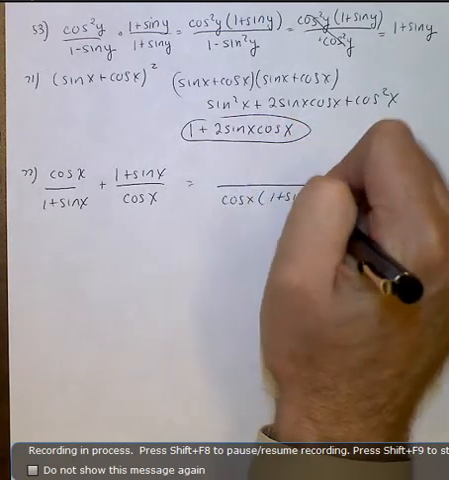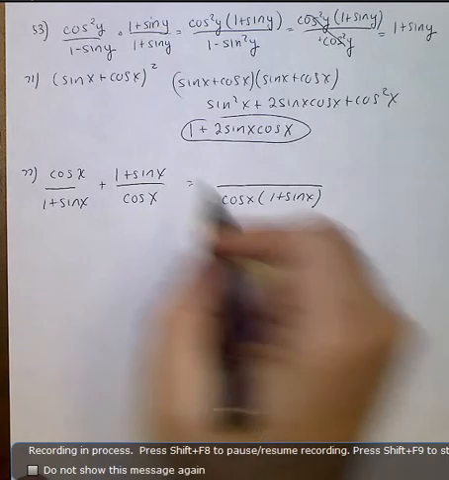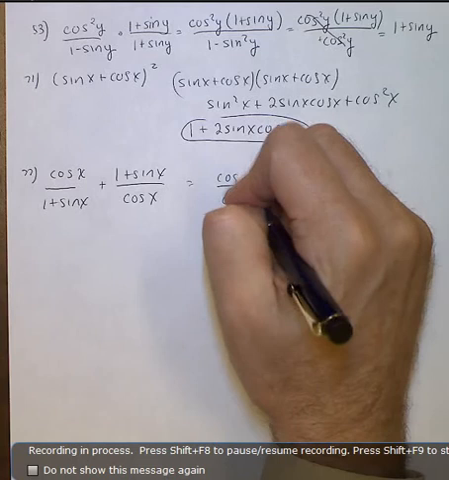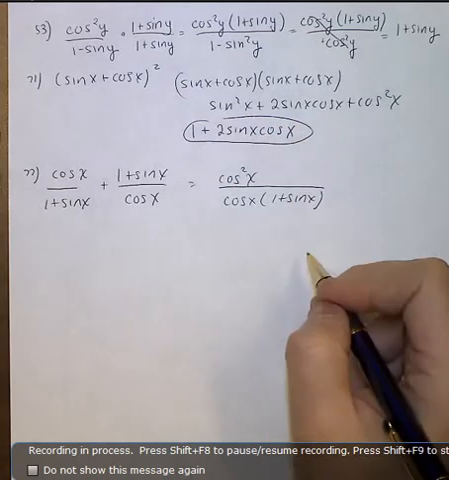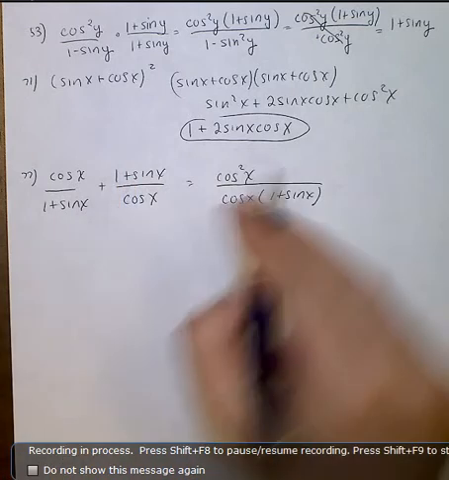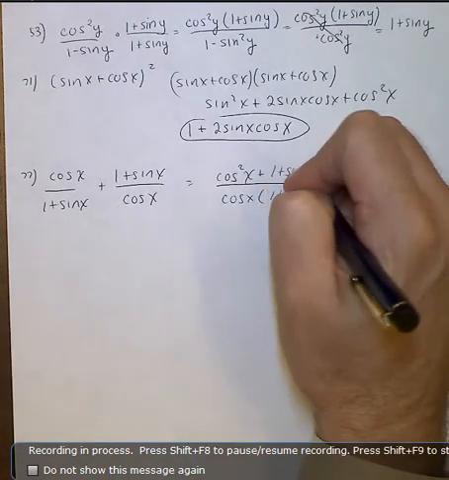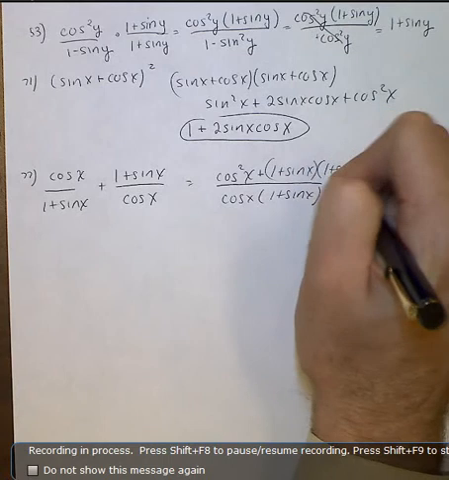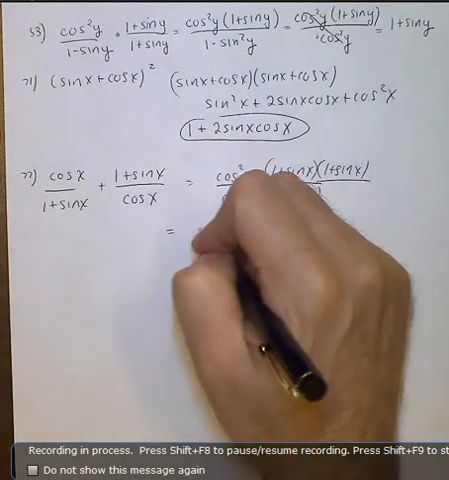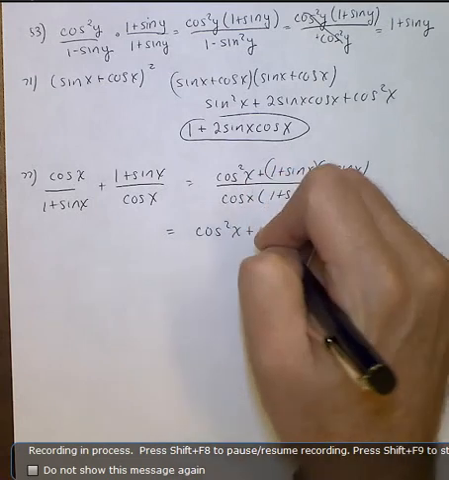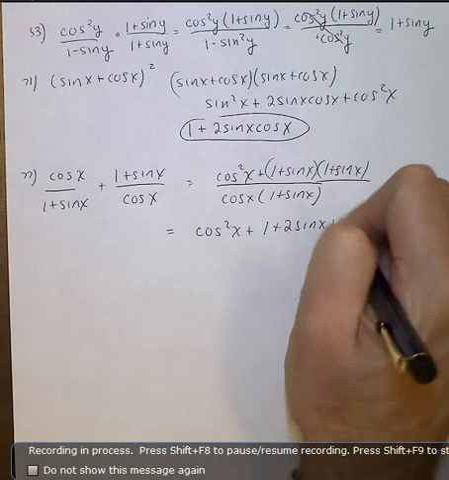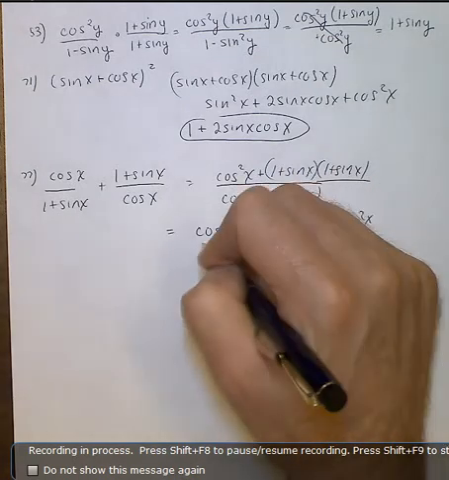Now we need to adjust the numerators. For the numerator of cosine x, we need to multiply it by cosine x to create cosine squared x. Now we've adjusted that numerator. For the second numerator, we need to multiply it times 1 plus sine x. Unfortunately, at this point, we need to FOIL that. So our numerator is cosine squared x plus, FOILing, 1 plus 2 sine x plus sine squared x. We haven't touched the denominator yet.